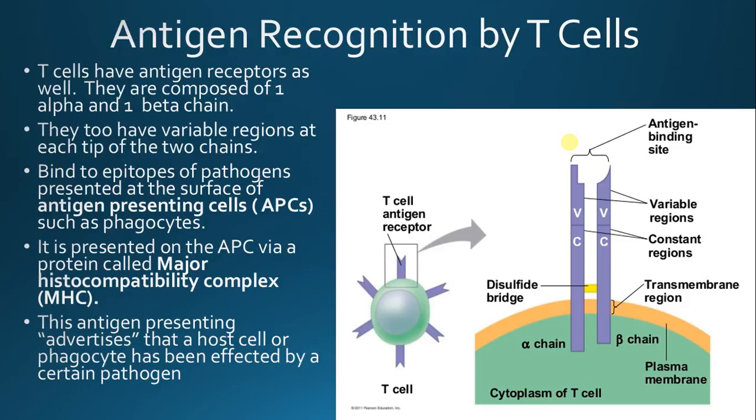T cells work much the same way, except they're composed of one alpha chain and one beta chain. They still have variable regions. These are different depending on the T cells. Different T cells for different antigens. And T cells, instead of binding directly to pathogens, bind to epitopes of pathogens that are presented at the surface of what are called APCs, or antigen-presenting cells, such as phagocytes.